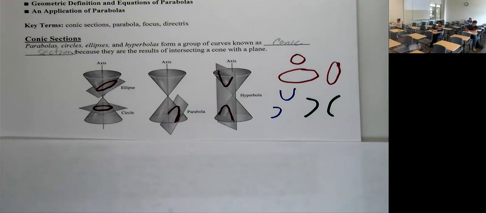These are called the conic sections because they come from slicing into a cone. Conic, cone. Which is kind of neat.